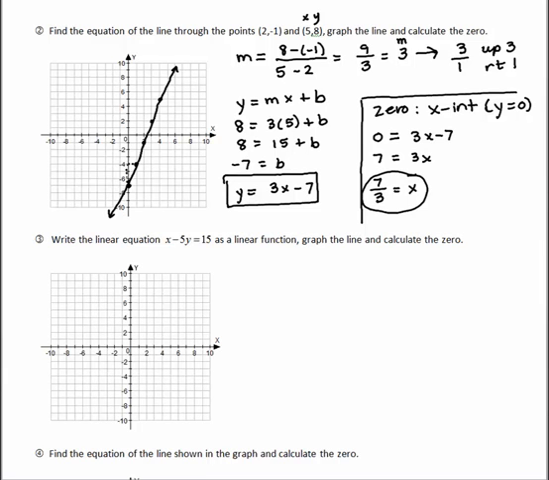If you look at the graph, it does indeed cross between x equals 2 and x equals 3, although I wouldn't have been able to verify that it was exactly 2 1/3 unless I had done the algebra.